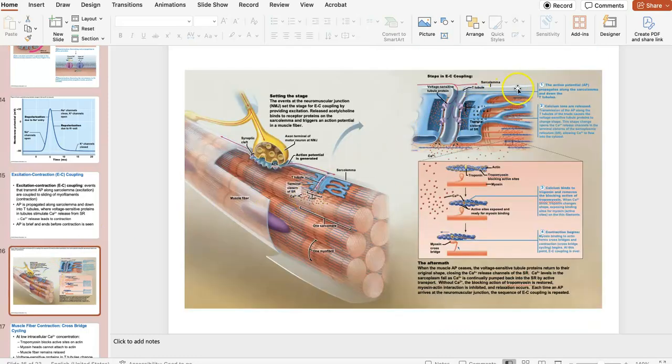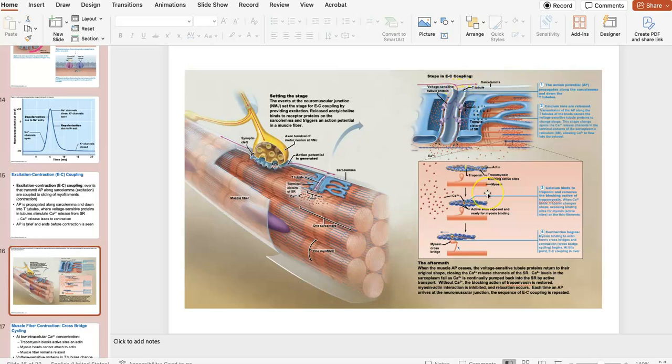Okay, so let's get to this slide here. When the action potential is spreading along the sarcolemma, it's going to get to a point on the sarcolemma called a T-tubule, or a transverse tubule. Why the T-tubule is special is that it helps conduct the action potential from the perimeter of the sarcolemma on the outside of the cell, inward, down into the cell.